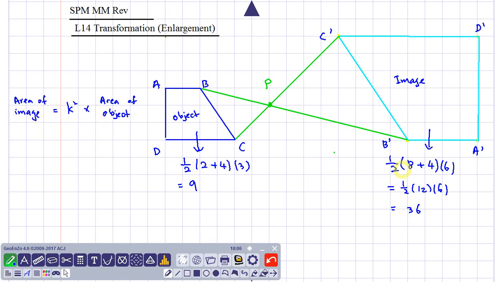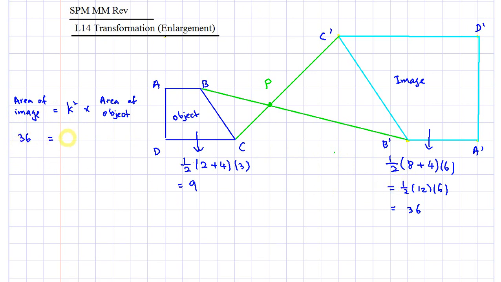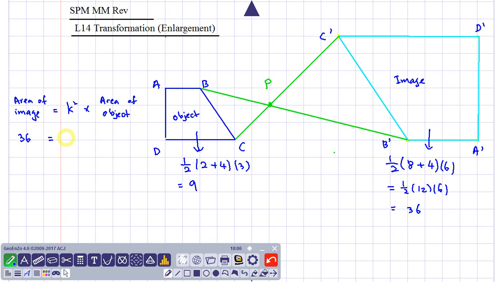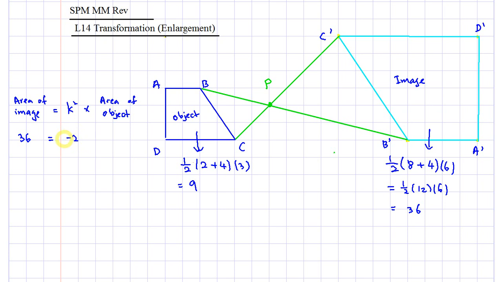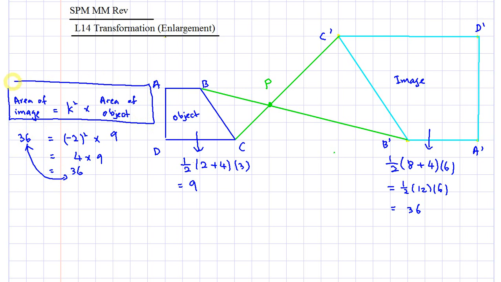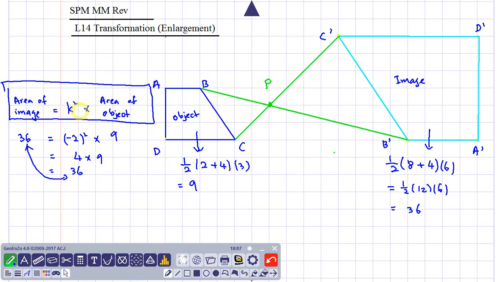Let's check whether this formula is correct or not. Area of image here, 36, is equal to k squared. Just now we got k is negative 2, right? So negative 2 squared times area of object, which is 9. So this is 4 times 9, 36. Correct. So remember this formula: area of image is equal to k squared times area of object.